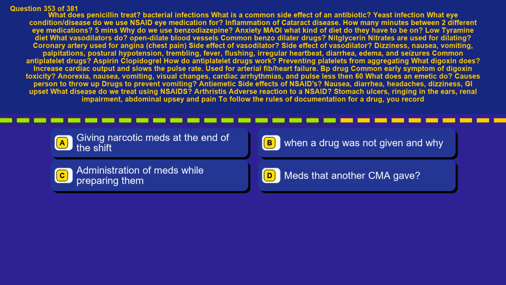What does an emetic do? Causes a person to throw up. Drugs to prevent vomiting: antiemetic.